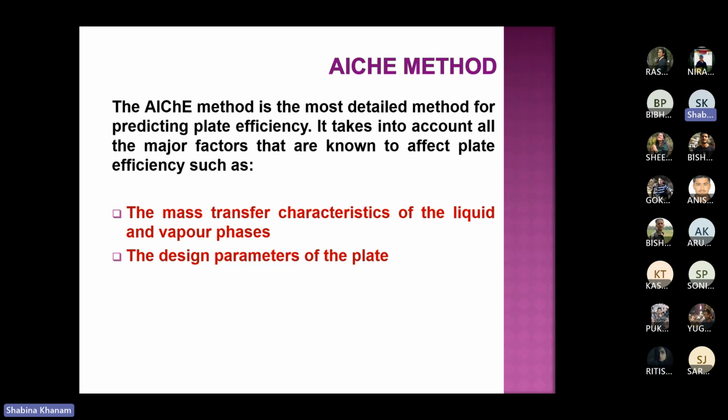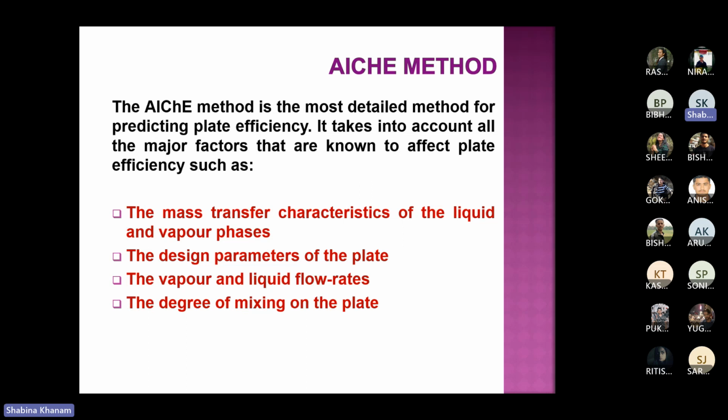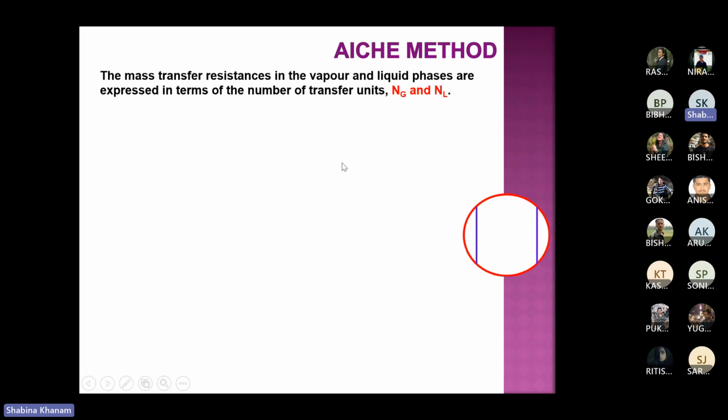Second, design parameters of the plate: the plate size and other geometrical parameters related to the plate, which we will discuss. Thirdly, vapor and liquid flow rates, which is an important parameter. And the fourth point is the degree of mixing on the plate, which is a very important parameter that we need to find out. So based on all these parameters, the AIChE method is given. Let's discuss that AIChE method.